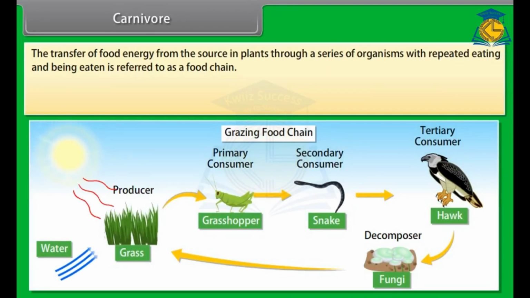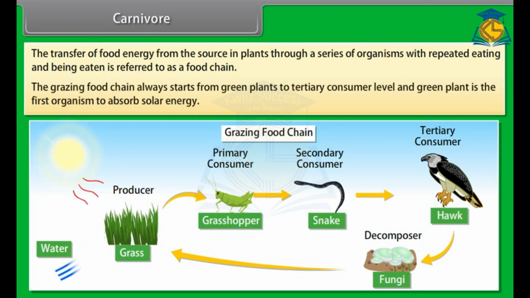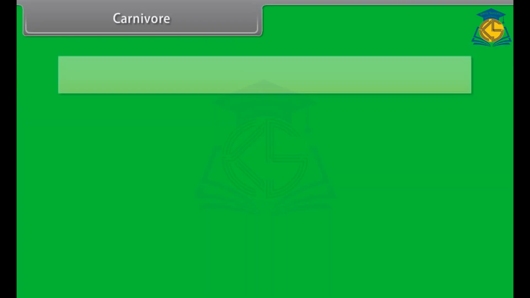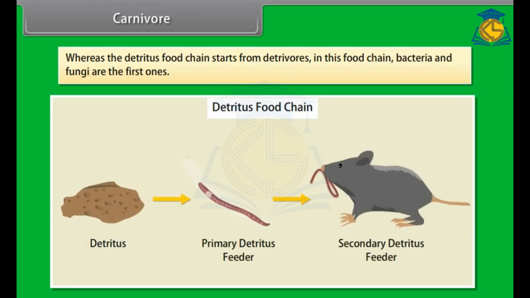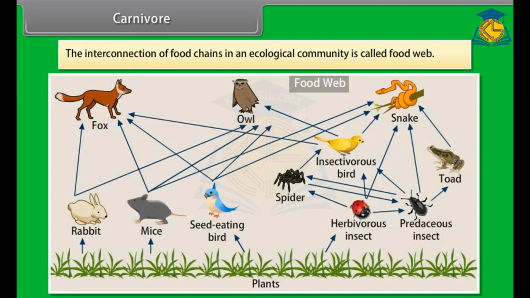The transfer of food energy from the source in plants through a series of organisms with repeated eating and being eaten is referred to as food chain. The grazing food chain always starts from green plants to tertiary consumer level, and green plant is the first organism to absorb solar energy. Whereas the detritus food chain starts from detritivores. In this food chain, bacteria and fungi are the first ones. The interconnection of food chains in an ecological community is called food web.